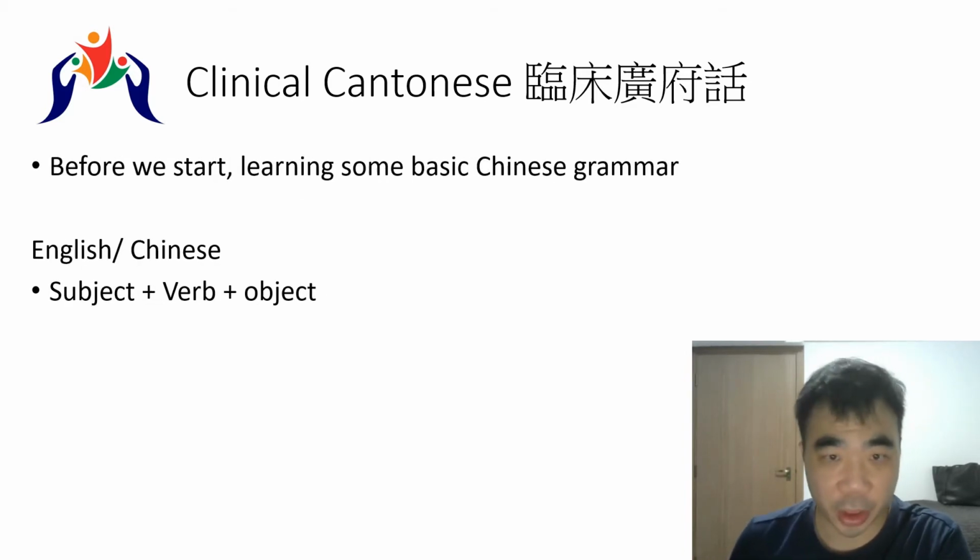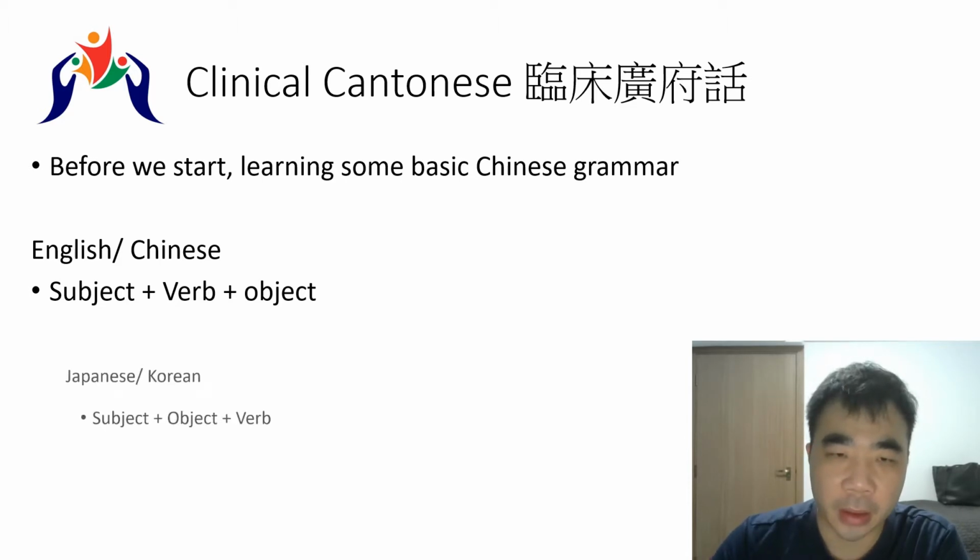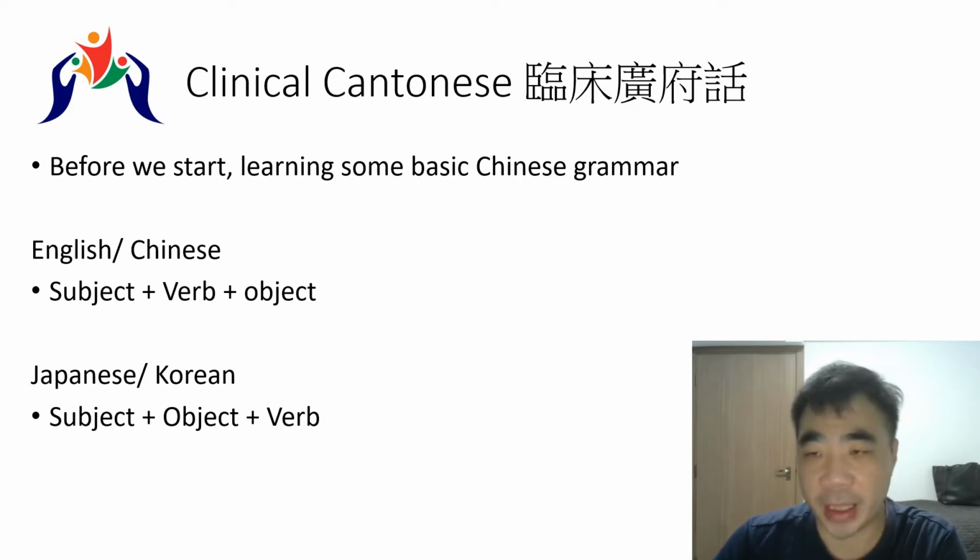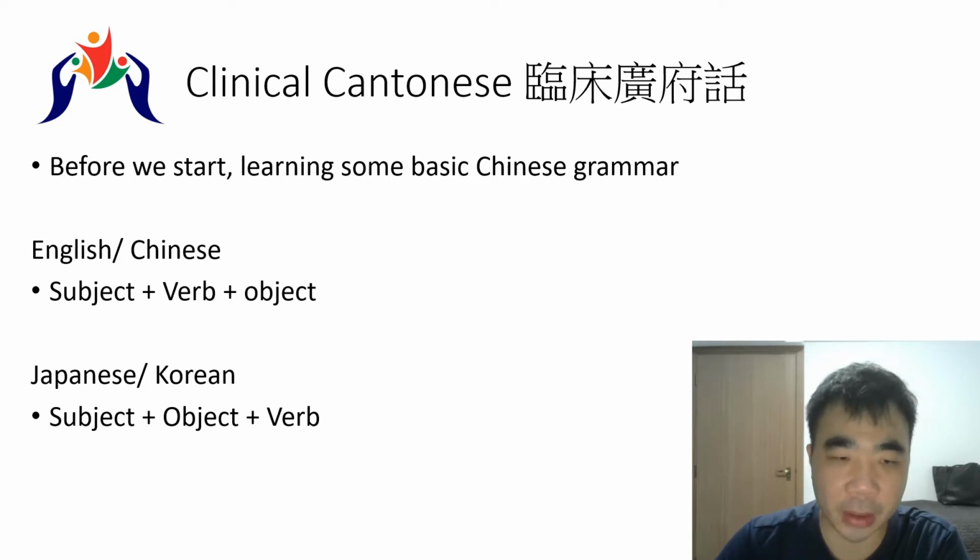Before that, let me share a little bit of basic Chinese grammar if you are an English speaker and haven't learned Chinese before. For English to Chinese, it is actually more straightforward because our grammatical structures are the same: subject, verb, and then object. Other Asian languages like Japanese and Korean are different, with subject, object followed by verb. So the orders are different. That's why the translation between English and Cantonese is rather easy already.